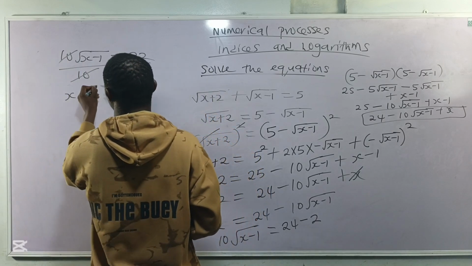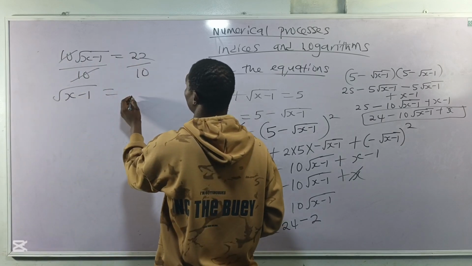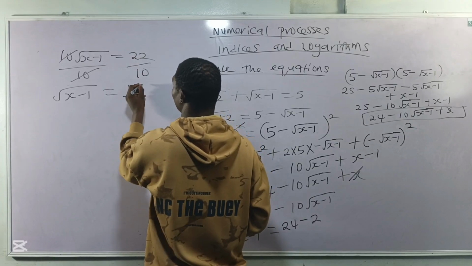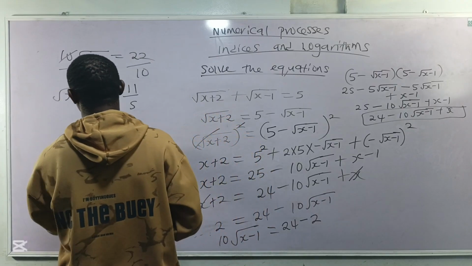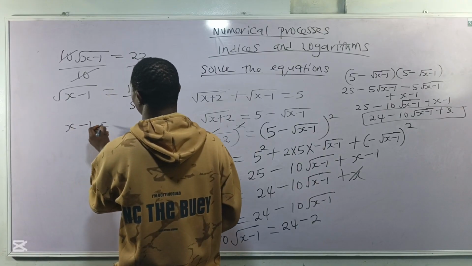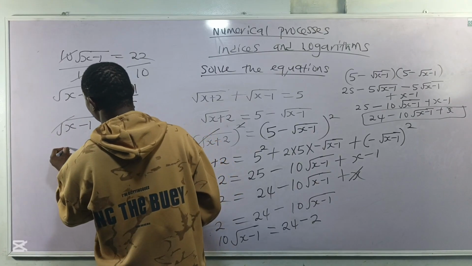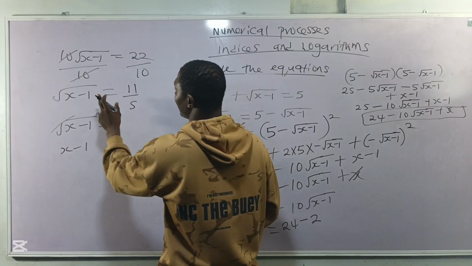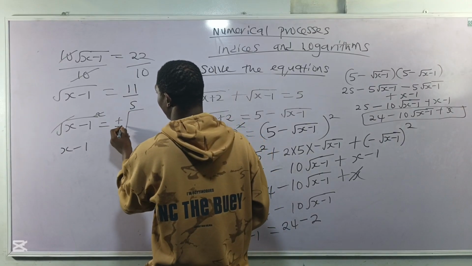And I'll have x minus 1 root to be equals to what? 2 here is what? 11, 2 here is what? 5. And I'll take the square root of both sides to give me what? x minus 1 to be, square root cancels square, I'll have x minus 1. And when I take square root, remember here will be plus minus. Take note.